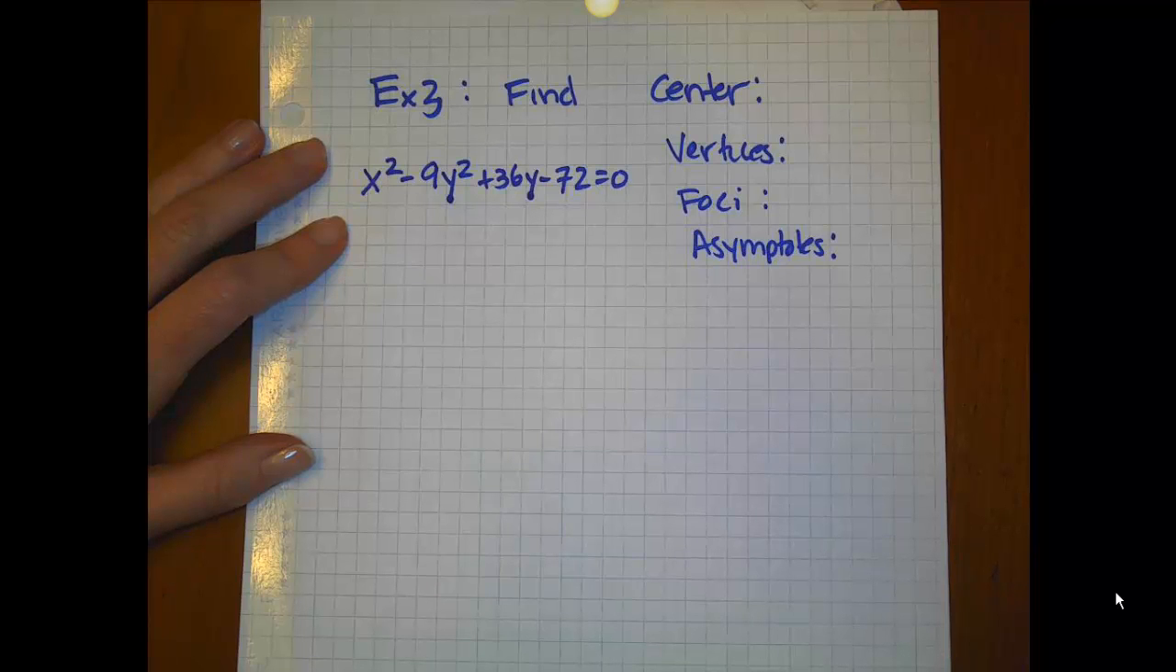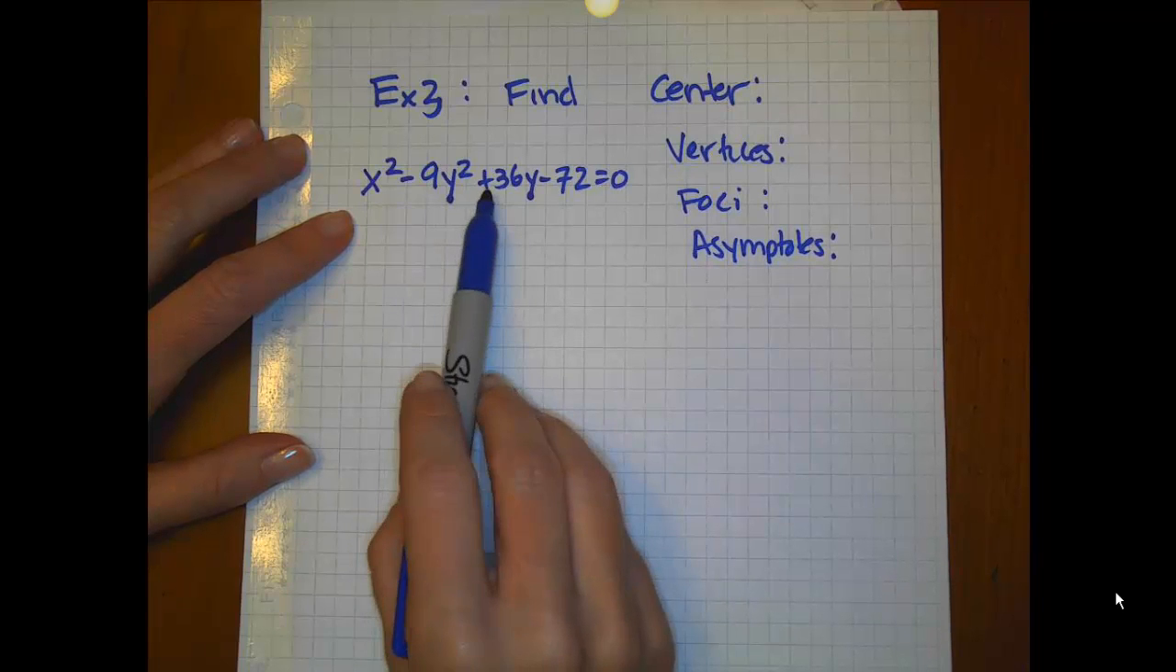And welcome to example 3, where we're going to find the center, the vertices, the foci, the asymptotes, and sketch the graph of x squared minus 9y squared plus 36y minus 72 equals 0. So this is not in our standard form. We're going to have to do some completing the square work in order to get this of the form x squared over something minus y squared over something equals 1.